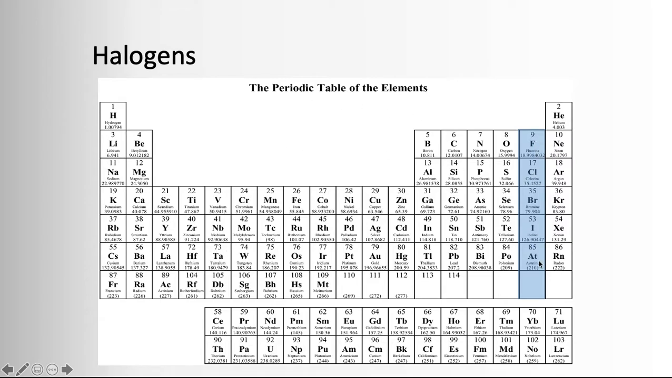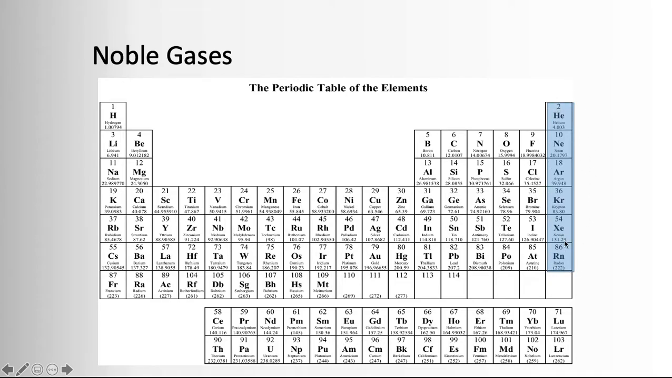But let's talk about this next group. So we talked about alkali metals, alkaline earth metals, and then the next one, group 7 over here, they're called the halogens. These are very reactive as well, and they are next to the last group in the periodic table. Oops, I went backwards. And then the last group, these are called the noble gases.